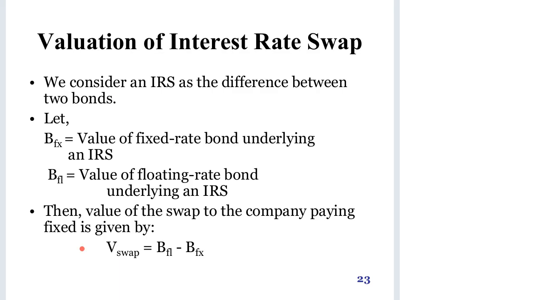Now, mathematically, how do I value it? This is how I do it. I have the value of the fixed rate bond underlying an IRS, and I have a floating rate bond underlying the IRS. So the value of the swap will obviously change from company to company. Here is the value of the swap to the company who is paying fixed and receiving floating. Therefore, it will be the value of the floating rate bond he is receiving less the value of the fixed rate bond he is paying. If it was the other way around, if it was the company paying floating, it would have been BFX minus BFL.